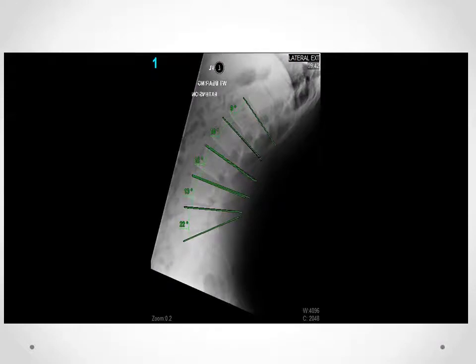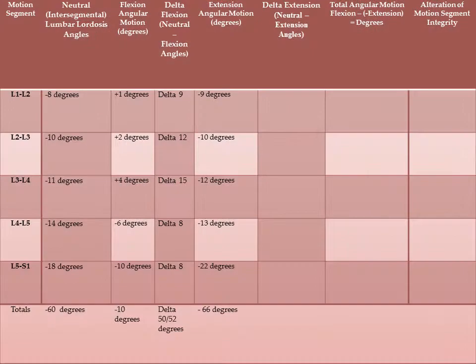Okay, now you can see on this image that I've measured the intersegmental angles. The intersegmental angles from L1 to S1 are as follows: -9, -10, -12, -13, and -22. And we're going to input those into our table. And you can see here on the table I've input the global lumbar lordosis, which is -66 degrees, and then each of the intersegmental angles from L1 to S1.